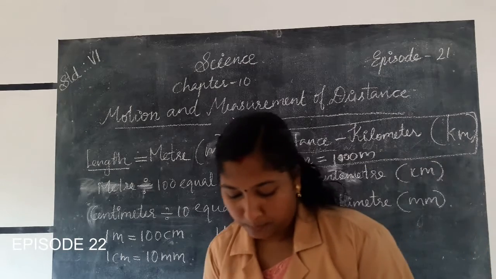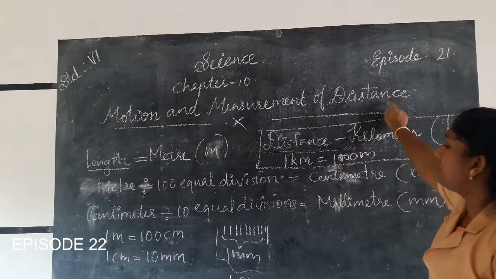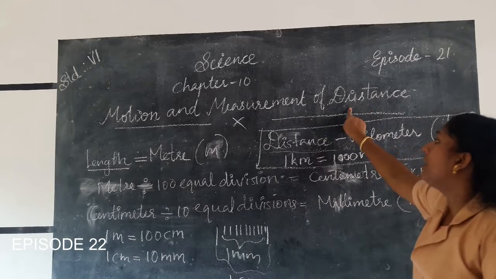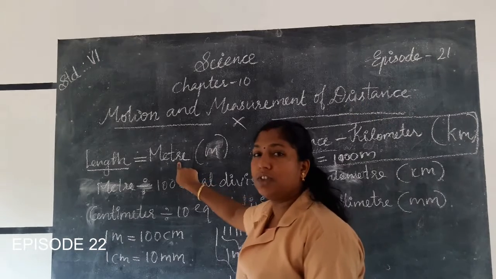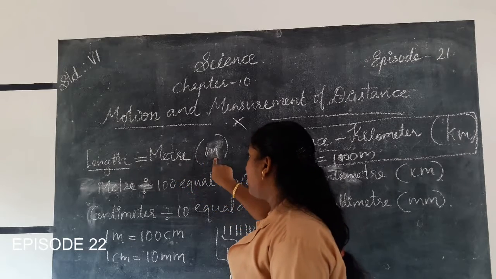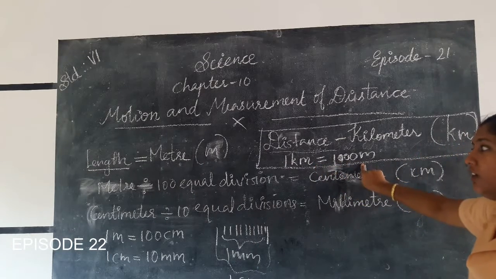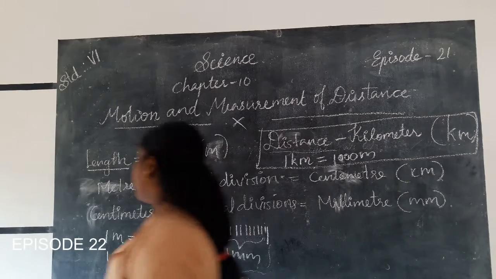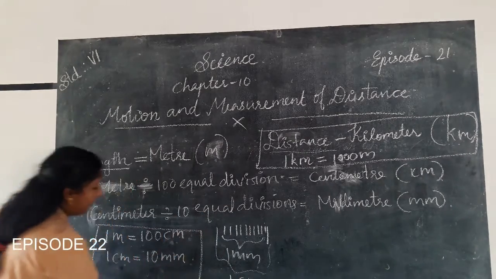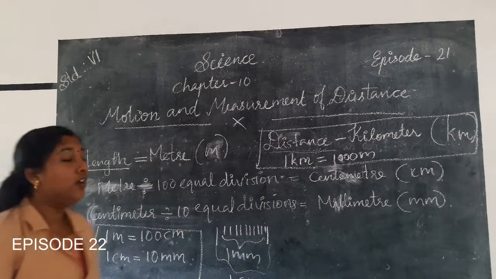From this we know that in this lesson, measurement of distance, the distance can be measured in kilometer. Length can be measured in meter, which is denoted by small m. Kilometer is denoted by km. 1 kilometer is equal to 1000 meter. 1 meter is equal to 100 centimeter, and 1 centimeter is equal to 10 millimeter.